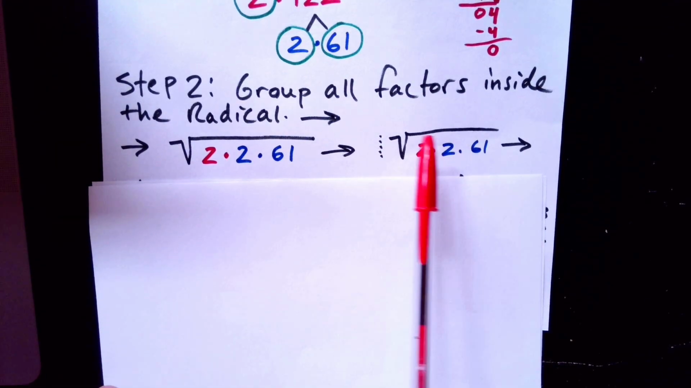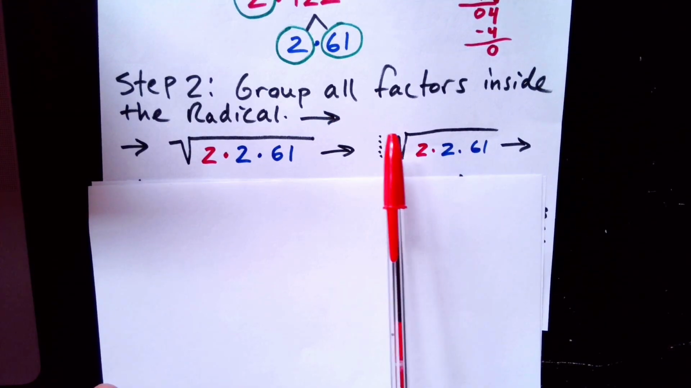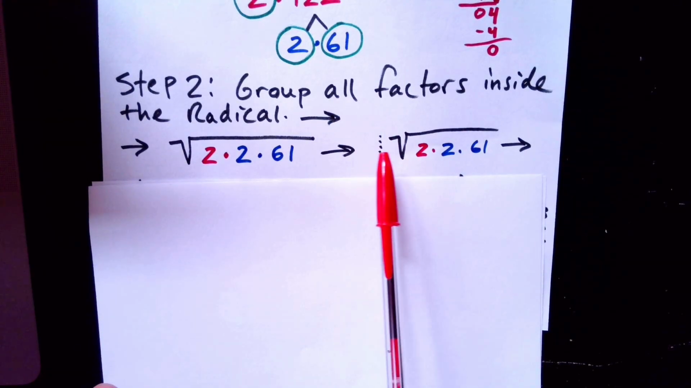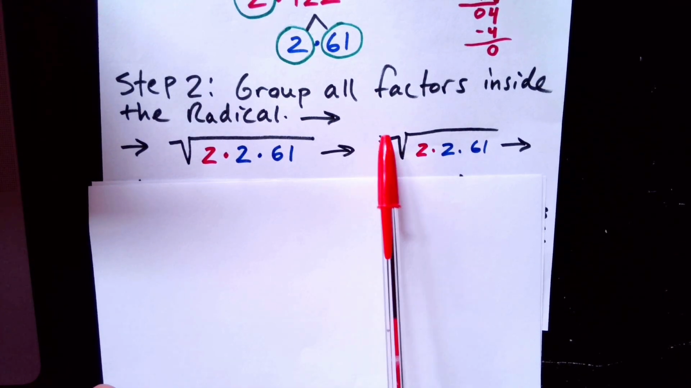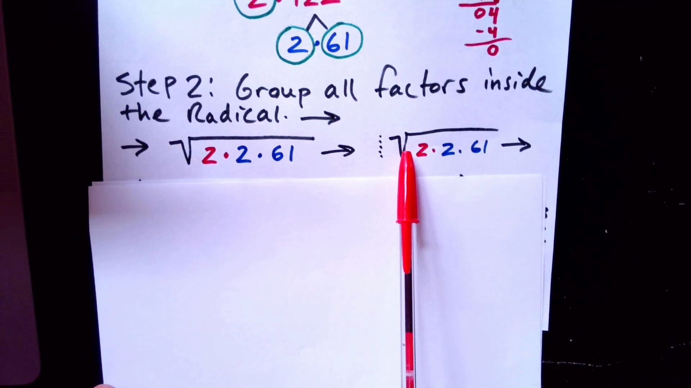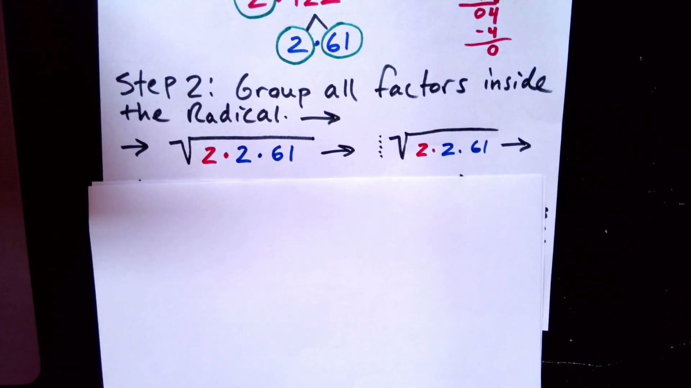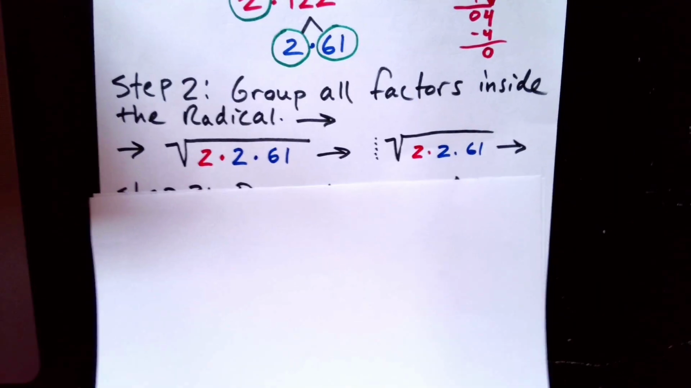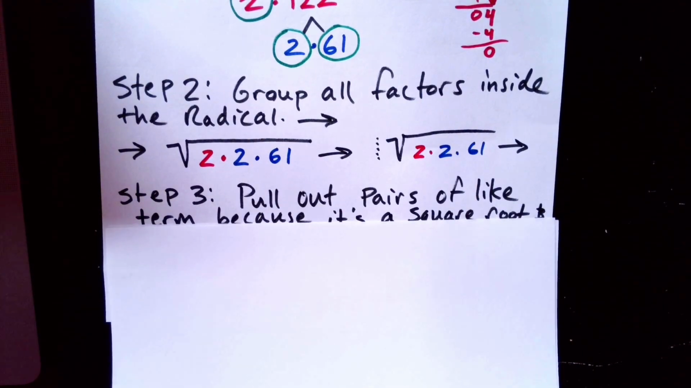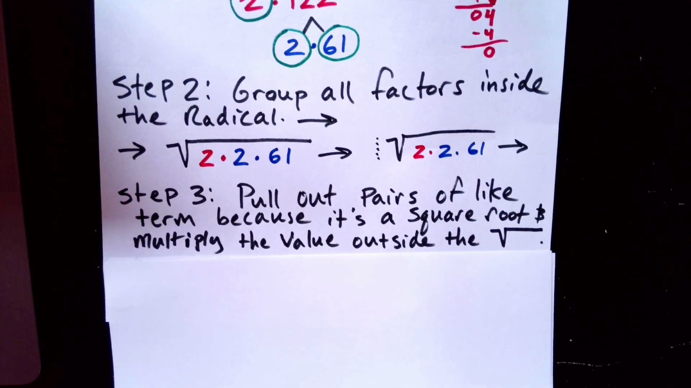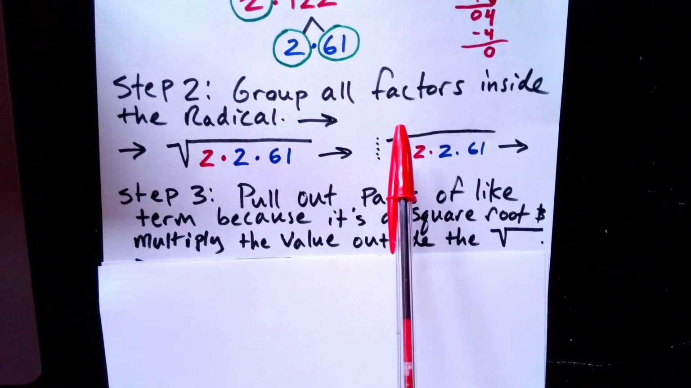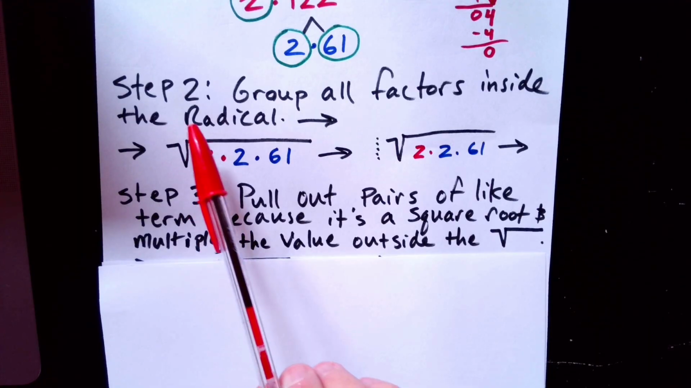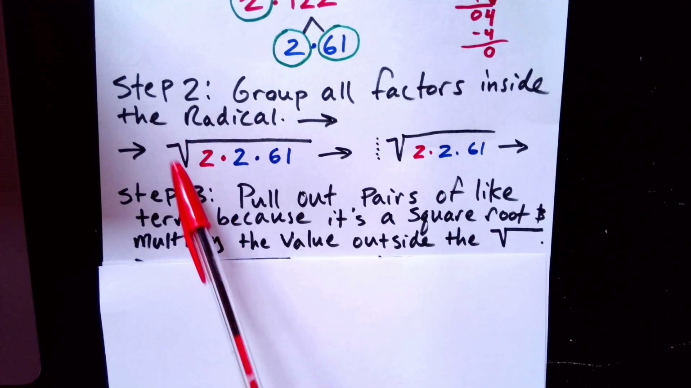So please understand, outside of every radical, unless there's another number attached to this radical through multiplication, there'll be an invisible 1. And for this example, there's an invisible 1 times everything inside that particular radical. So step 3, pull out pairs of like terms. Now, please understand that these are square roots, right? It's invisible. They don't put the 2 here.